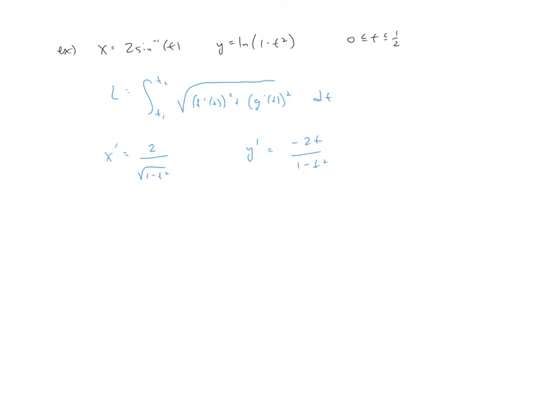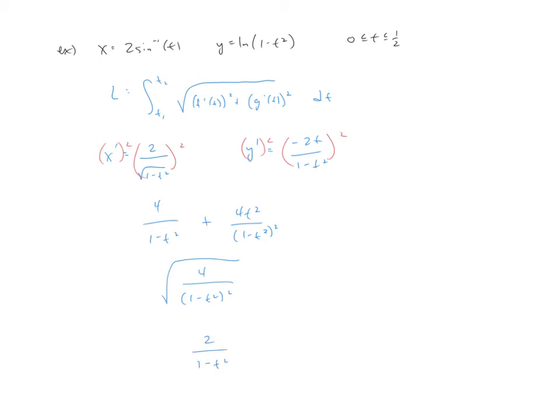Remember how we defined them earlier, this was your f of t and this was your g of t. So x prime and y prime I'm just using for notation's sake. All right, so then I'll go ahead and square both of these. In doing so, that's going to give us a 4 over 1 minus t squared, and then this is going to give us a 4t squared over 1 minus t squared squared. Then it looks like I'll need to add these two things together. When I add those together, I'll create an LCD, and I'll have 4 over 1 minus t squared squared.